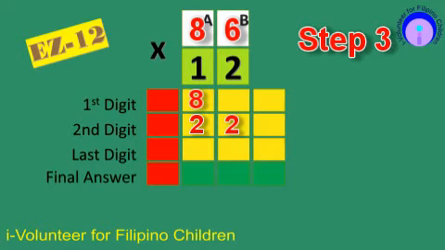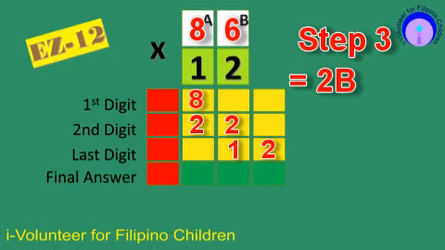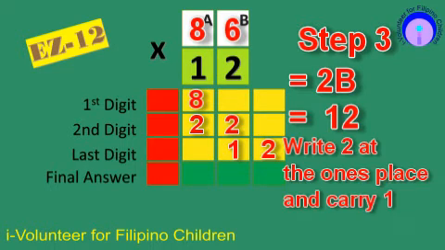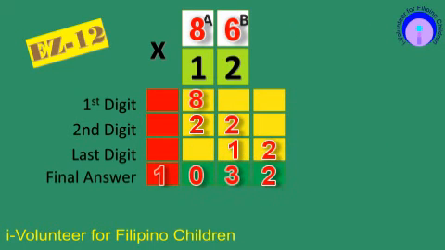Now let's work with the last step. The last step is just getting the value of B times 2. B is equal to 6 times 2 is equal to 12. Write 2 in the ones place and carry 1 to the tens place. 1032 is the final answer.